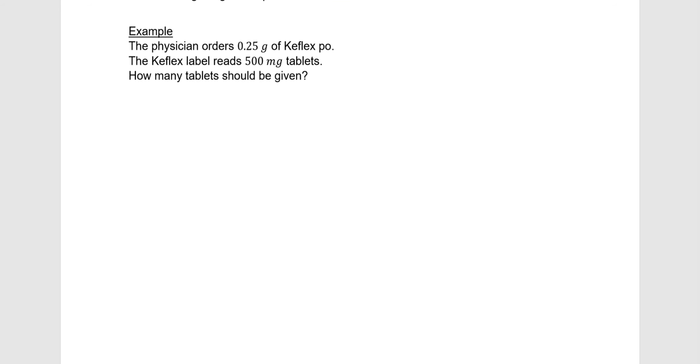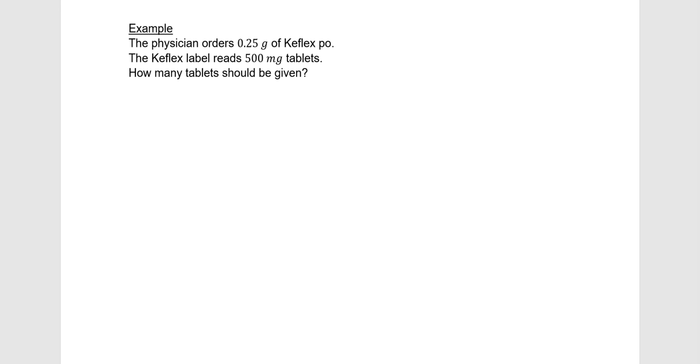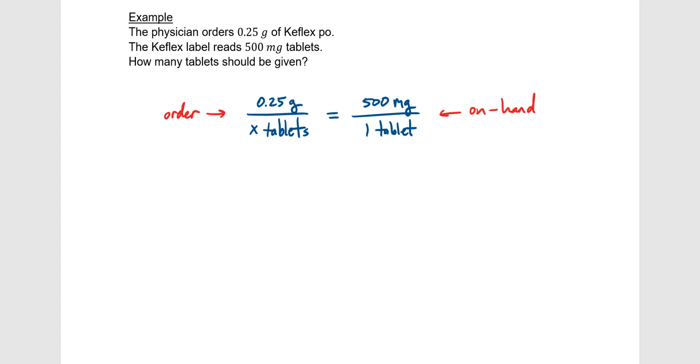Okay, so let's say the physician orders 0.25 grams of Keflex by mouth, PO. The Keflex label reads 500 milligram tablets. We want to know how many tablets should be given. So let's start to set up a proportion here, and then we'll see the issue with the units being different. So here's how we would set up the proportion the same way that we've been doing it. We have 0.25 grams for every X number of tablets, which is what we're looking for, and that's going to equal the on-hand of 500 milligrams for every 1 tablet.